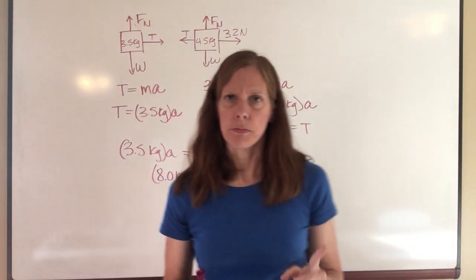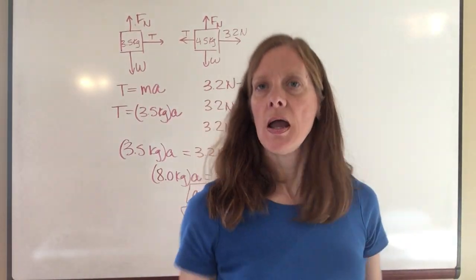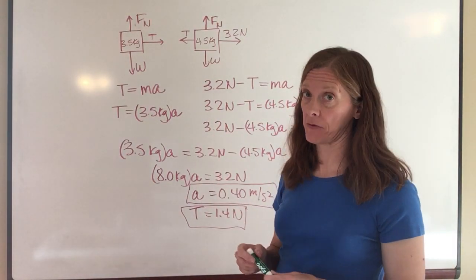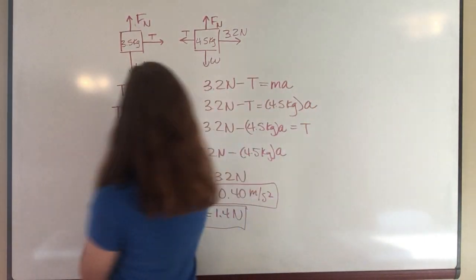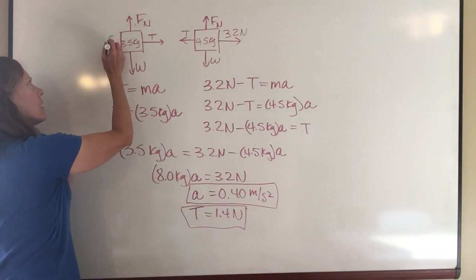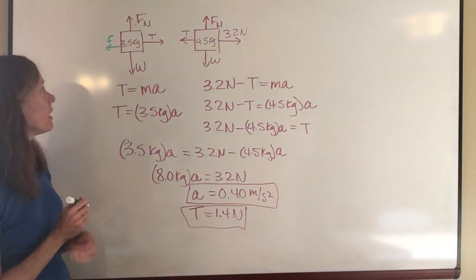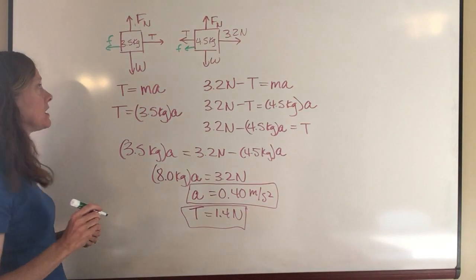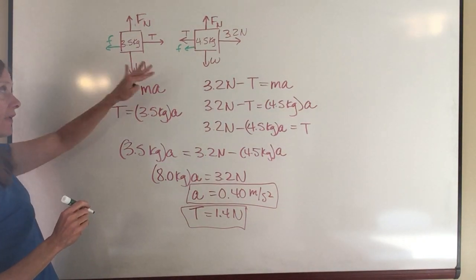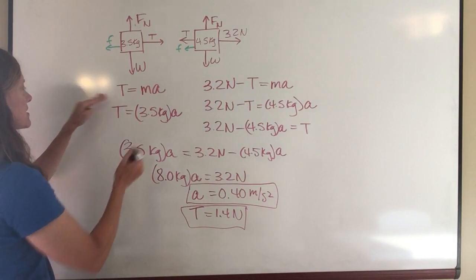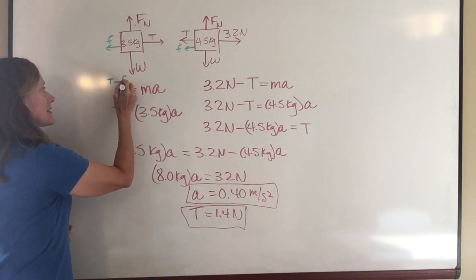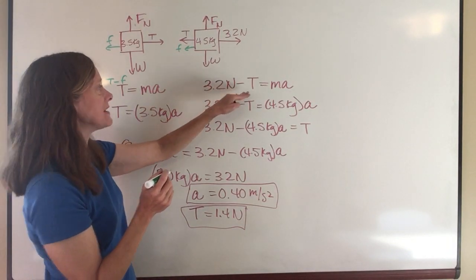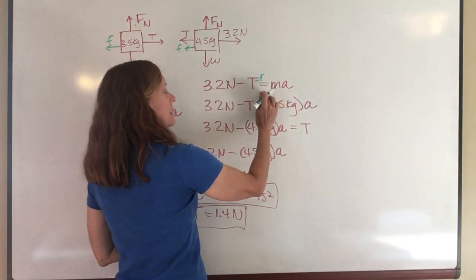Okay, so I mentioned, what would I do if I had to worry about friction? Okay, well, if I had to worry about friction in this problem, which way is friction acting? Well, friction is always acting opposed to the motion, right? Okay, so friction would act like this, and friction would act like that here. So if I had to worry about that, then this side is going to become T minus F equals MA. And here I would have 3.2 newtons minus T minus F equals MA.